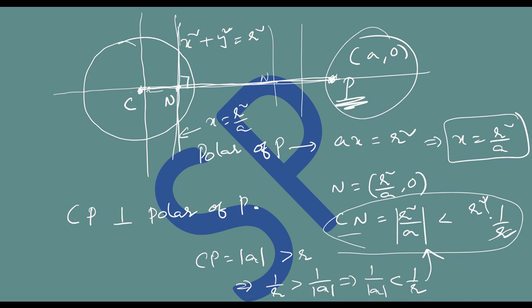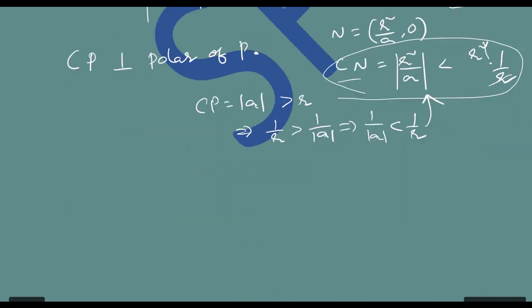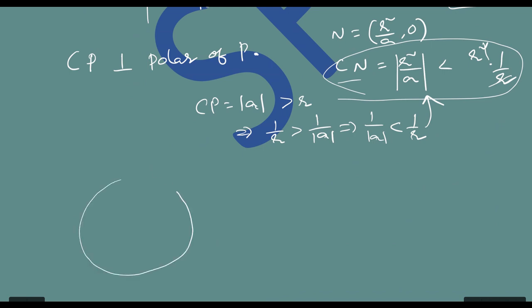Similarly, we can prove that if the point lies inside the circle, then the polar is away from the circle. If the point lies inside the circle, then the polar will be disjoint from the circle. This is going to be the polar of P. So the moral of the story is, if the point lies outside the circle, then the polar will intersect the circle.